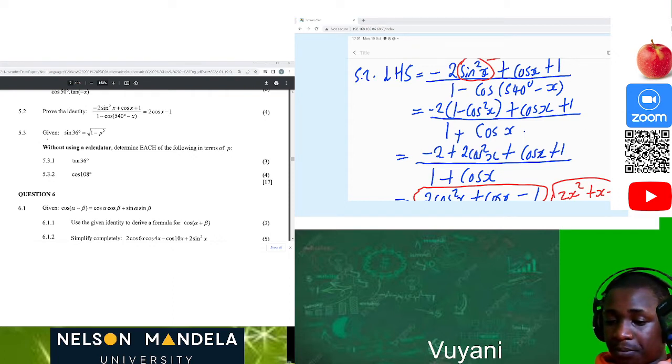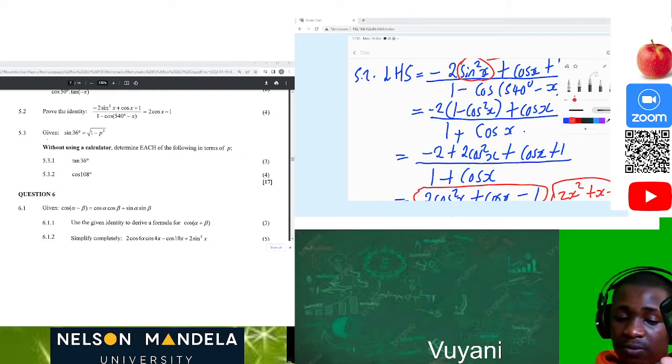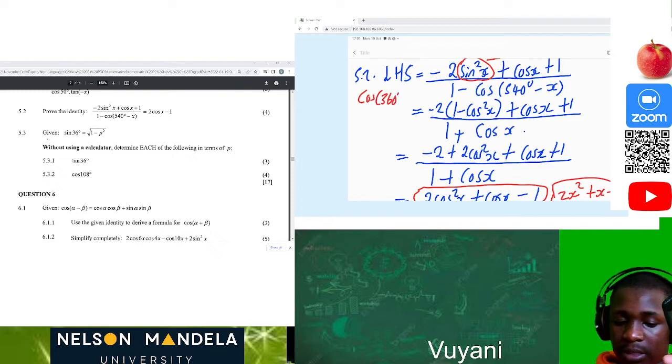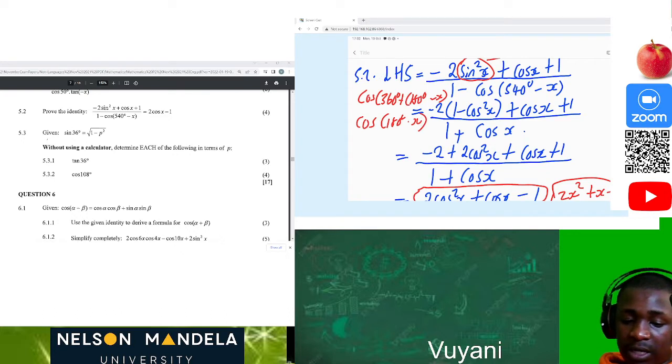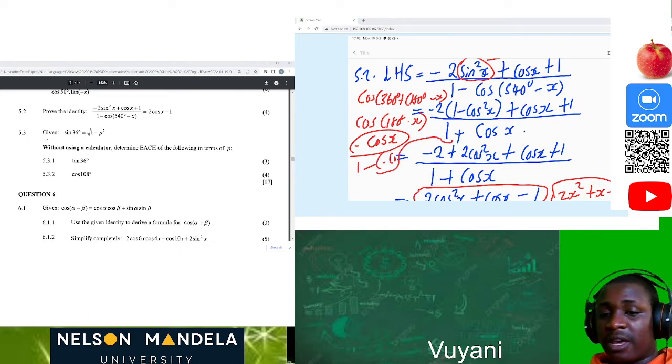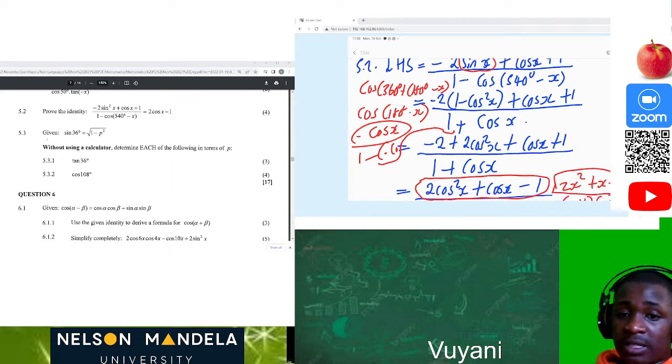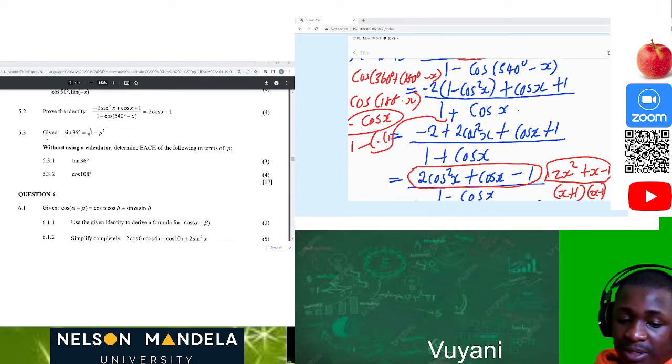When we are reducing that, cos 540 is going to be cos of 360 degrees plus 180 degrees minus x. Then after that, we end up having cos of 180 degrees minus x. Then cos of 180 minus x is going to give us negative cos of x. Since there was a 1 minus, now it's minus times minus, which gives us this positive sign which we have here. So that's where the positive sign is coming from. Please be aware of that.